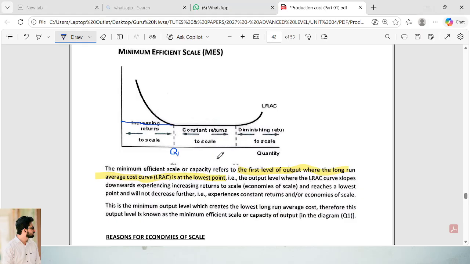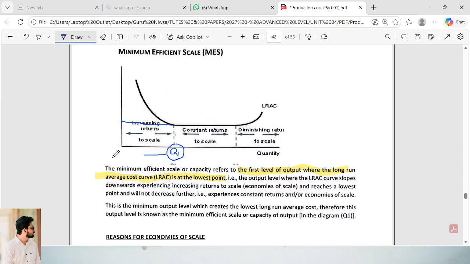Right. Then what is meant by minimum efficient scale, Buddha? The minimum output level which is required to be produced by a large scale producer to achieve the lowest long run average total cost. Simple idea, Buddha: if this organization wants to achieve the lowest average total cost, they have to produce at least Q1 output level. So this is called MES.